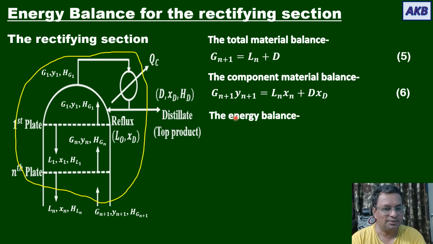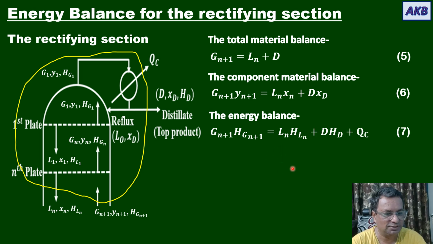Then the energy balance, again at steady state. The energy associated with the vapor stream that goes in is equal to the energy associated with this stream that comes out plus the energy associated with the distillate that comes out plus the rate at which heat is removed in the condenser, that is QC. So it will be Gn plus 1 Hgn plus 1 is equal to Ln HLn plus D into Hd plus Qc, and let us call this equation number 7.